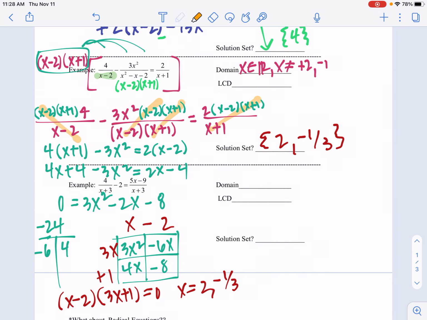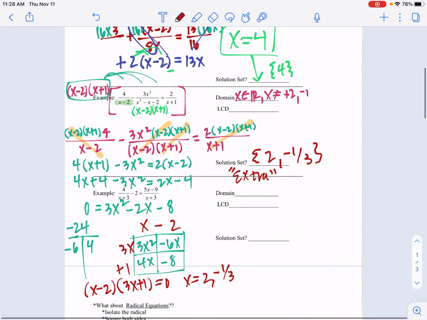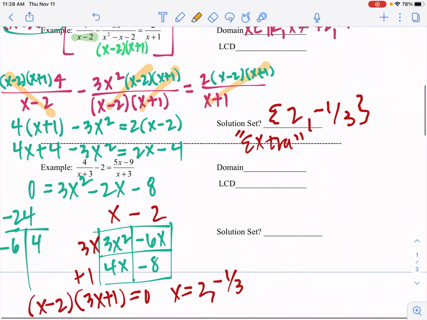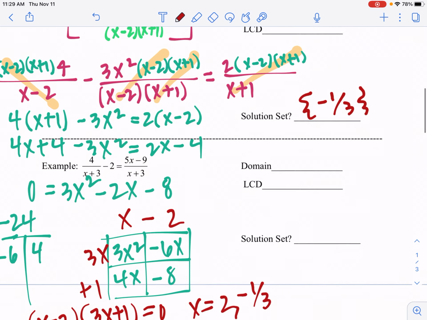Whenever this happens, it's called an extraneous solution. It just means it's extra, if you want to think of it like that. So, we do not include extraneous solutions in our answer. These are contradicting each other. X can't be 2, but now it is 2. And so all you do is you don't include that answer. So my actual answer is just the negative 1/3.